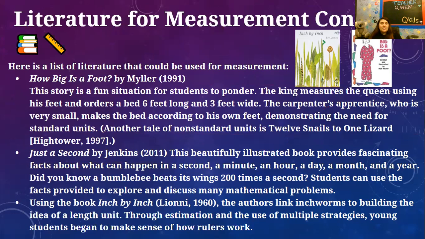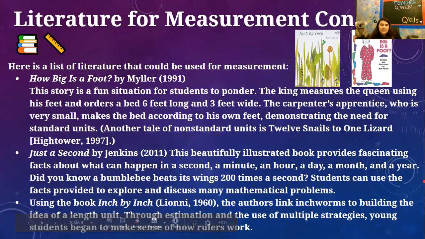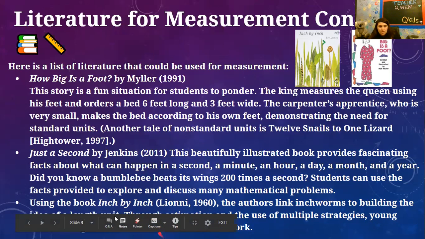The last book is Inch by Inch, written in the 1960s. The author links inchworms into building the idea of a length unit. So they kind of show students how rulers can work because rulers measure inch by inch.